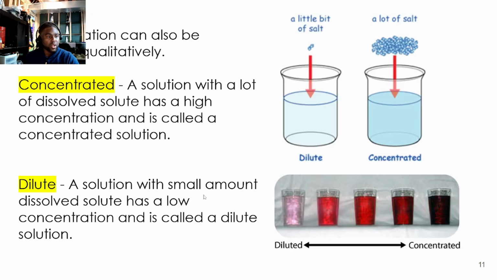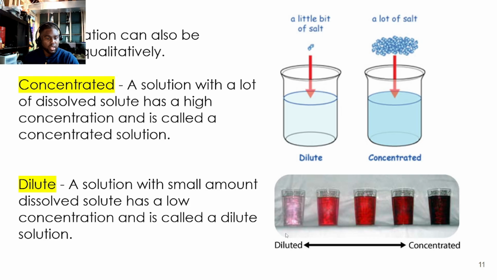Okay, so here we have a couple of visuals for you. A solution with a lot of dissolved solute has a high concentration and is called a concentrated solution. A solution with a small amount of dissolved solute has a low concentration and is called a dilute solution. So essentially here we have a spectrum, or a continuum.